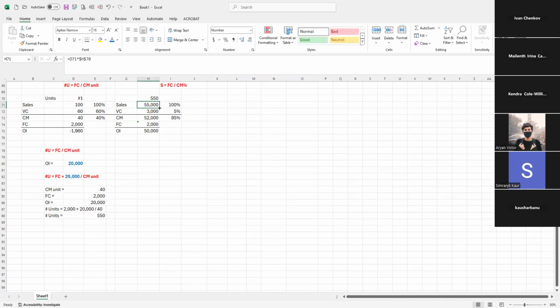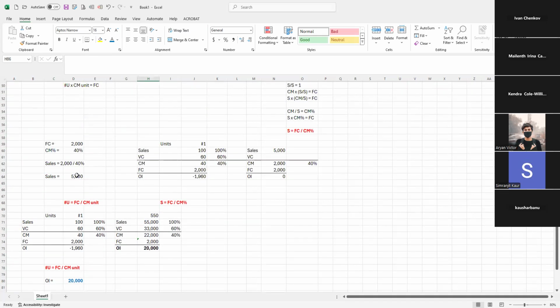That means my variable cost is going to jump to $33,000. I'm going to generate $22,000 contribution margin, which is going to cover my fixed costs of $2,000, and I'm going to generate $20,000 operating income. That's the income that we wanted. So what you have to do in order to get the number is just add what you want to the fixed cost and run the calculation again.